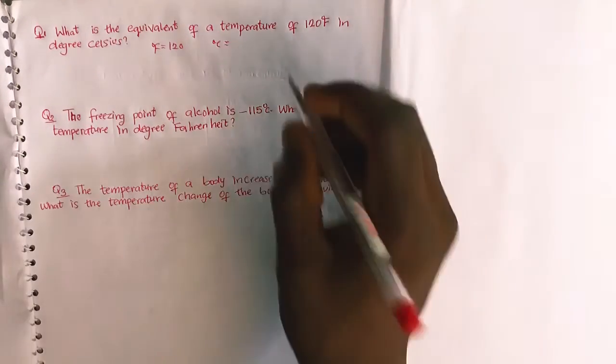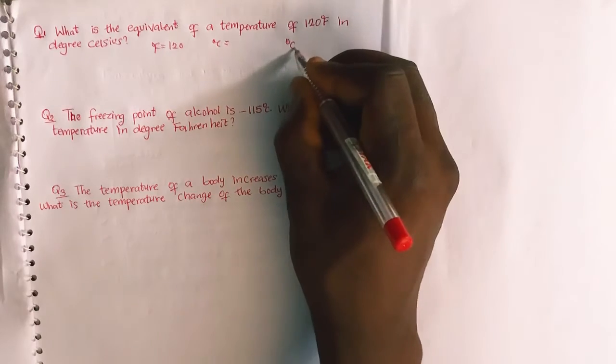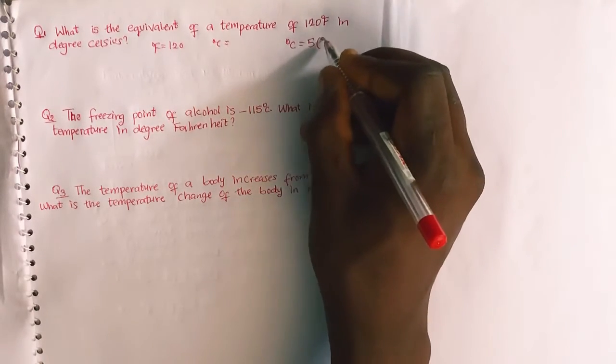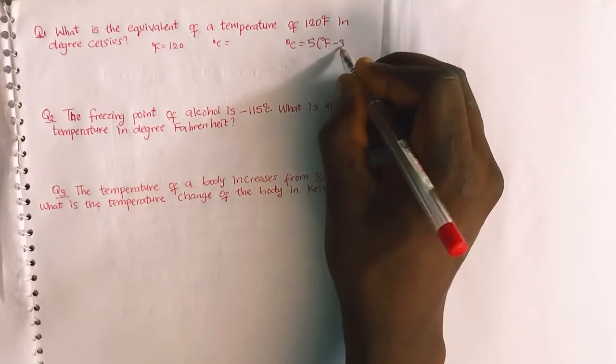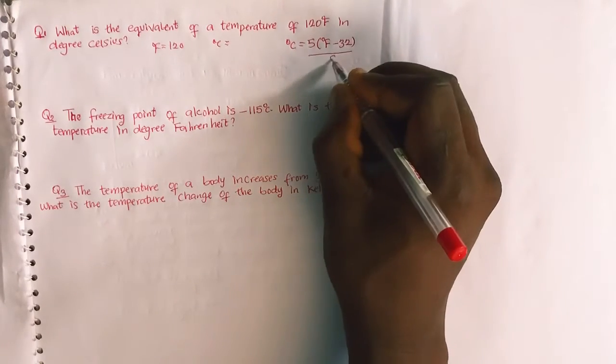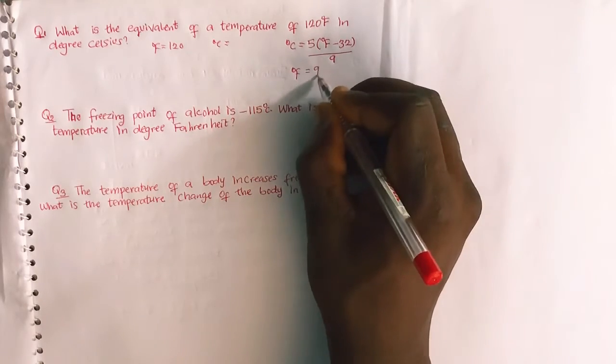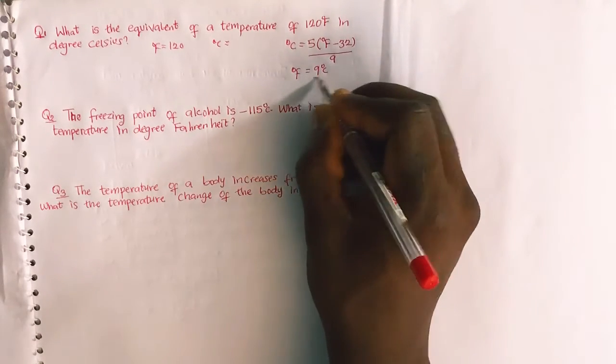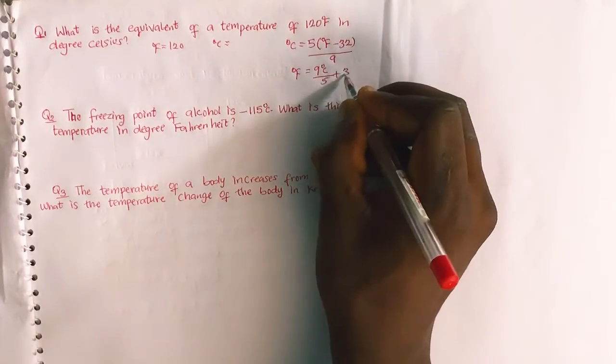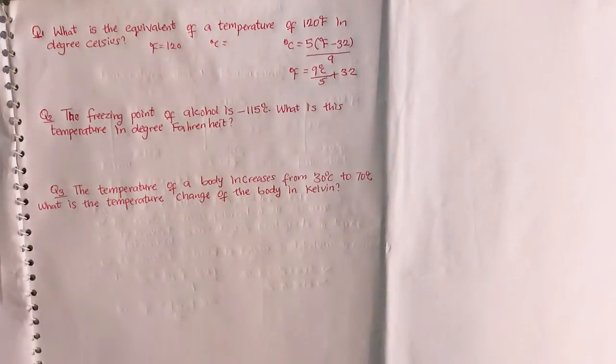From the formula I gave you, which one are we going to use: degree Celsius equals 5 into bracket degree Fahrenheit minus 32 divided by 9, or degree Fahrenheit equals 9 degrees Celsius divided by 5 plus 32? The thing is that actually you can apply the two.